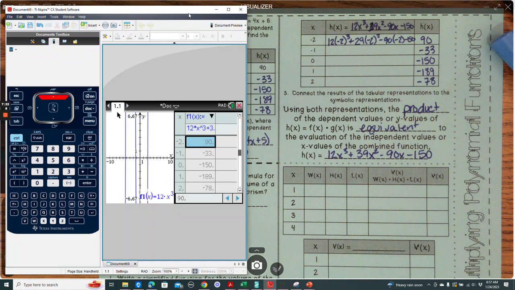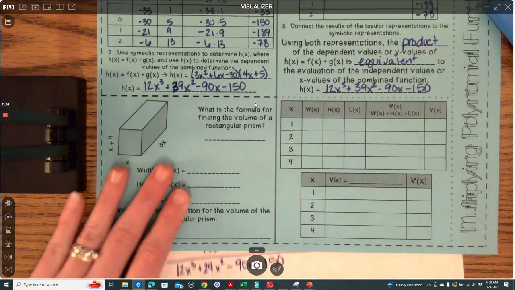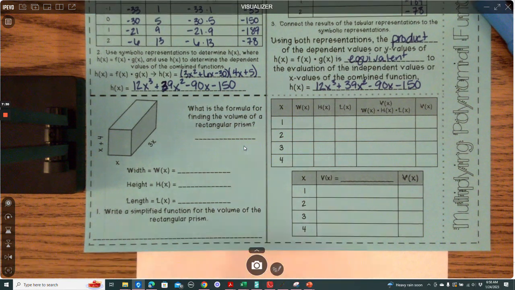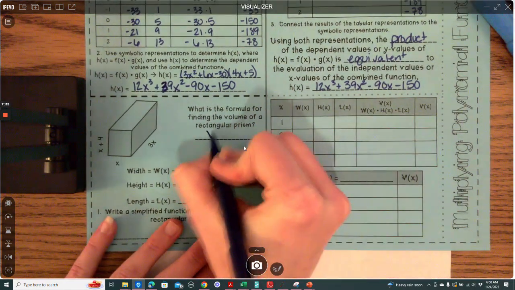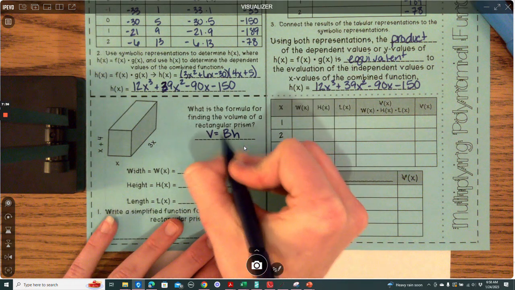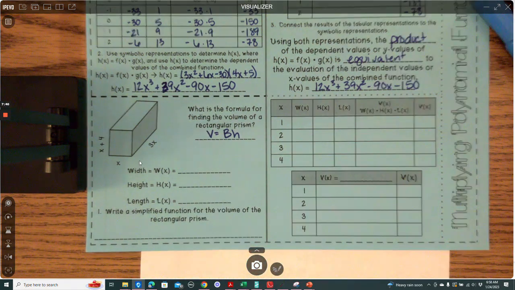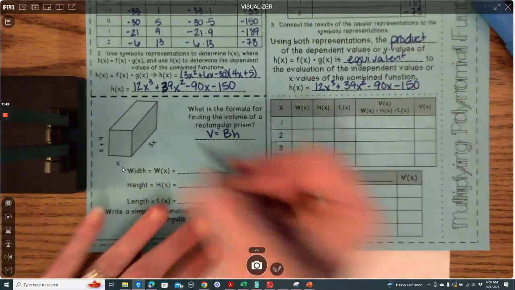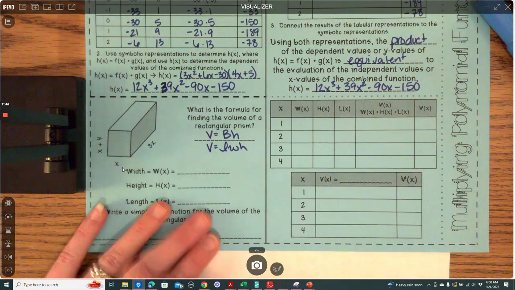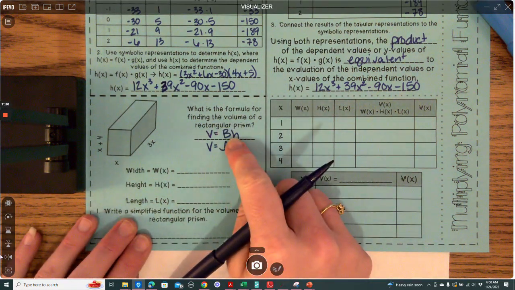Okay, so now looking at a real-world situation. We've got a rectangular prism, and it says, what is the formula for finding the volume of a rectangular prism? Well, that's V equals big BH. Big B is the area of the base. So the area of the base we're going to find by multiplying the length times the width. So you probably are used to the formula volume equals length times width times height. But the formula chart now lists it as big BH.